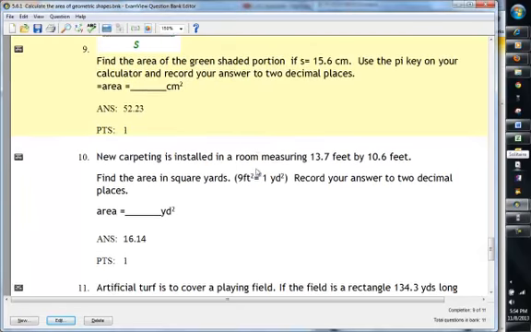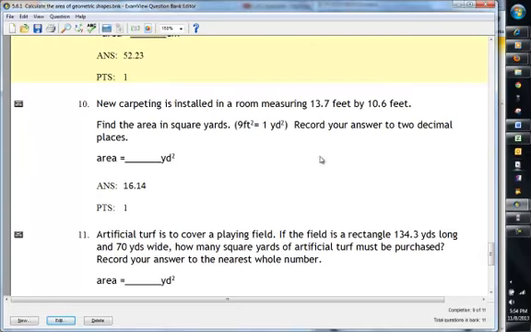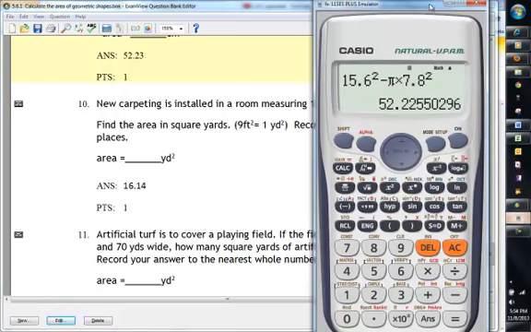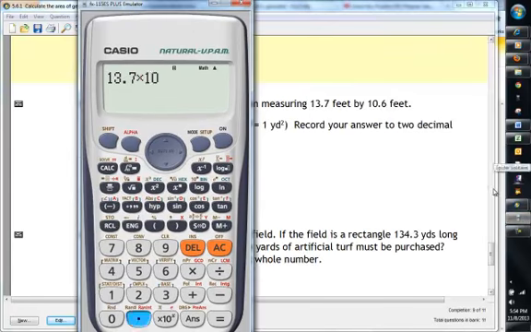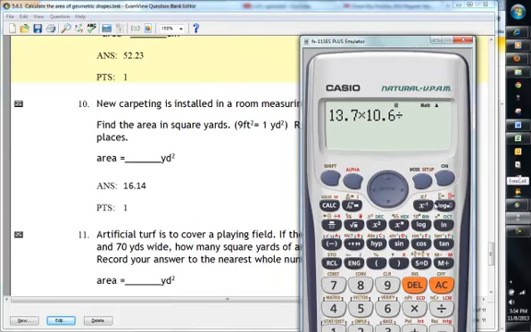Next. New carpeting is installed in the room, measuring 13.7 feet by 10.6 feet. Find the area in square yards. So we would take 13.7 times the width, 10.6, divided by, because it says there are 9 square feet in a square yard, so we're going to divide our answer by 9, and we get 16.14.